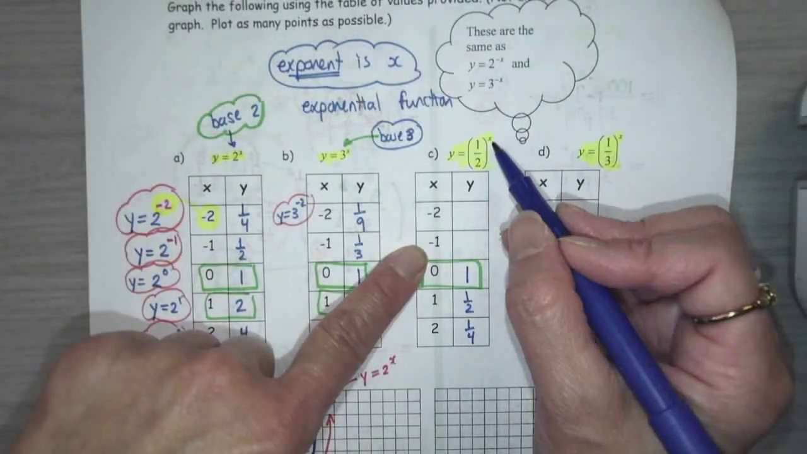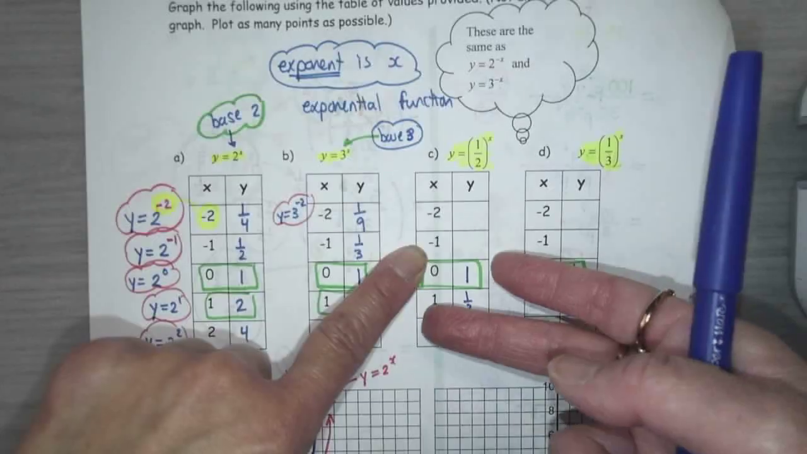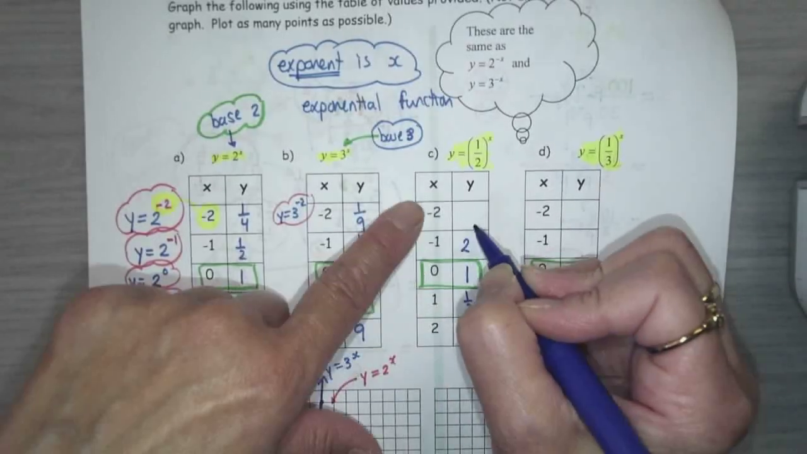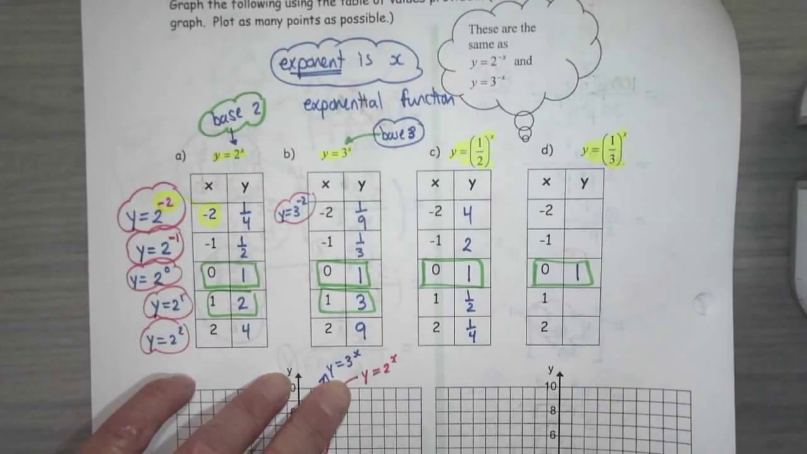But what happens if I went to the negative 1? What's 1/2 to the negative 1? Yeah, it goes 2. And then negative 2 is squared, it goes 4. It's the opposite of this one, right?